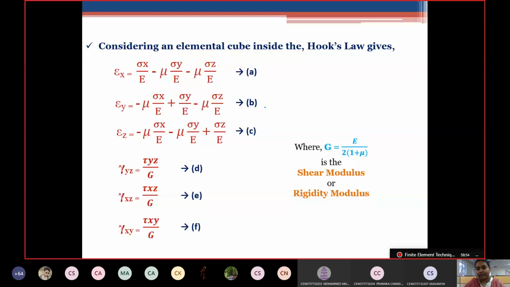Why are we trying to note down the relation between E and G? Because in the generalized Hooke's law we saw that all the terms are in terms of Young's modulus and Poisson's ratio. All right. So if we have a relation between E and G in terms of E and mu, then it will be easy for us to solve all these equations.